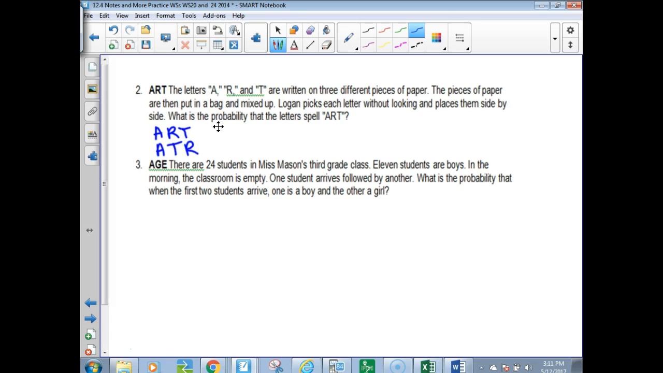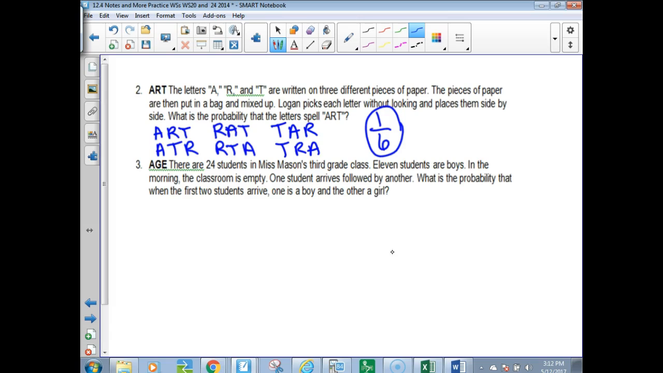Okay, ATR. All right, we already exhausted the possibilities of starting with A. So let's start with something else. R, RAT, okay, or RTA. That's exhausted the possibilities of starting with R. So now we'll start with T. So you could have TAR or TRA. Okay, so the probability of spelling art is 1 in 6.